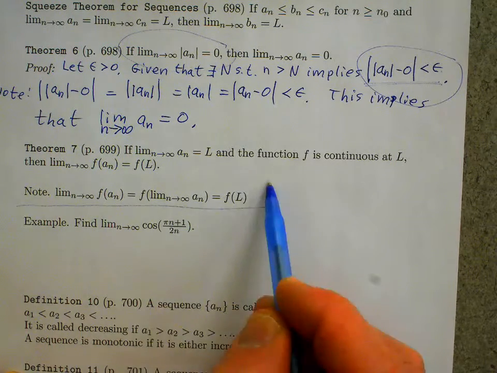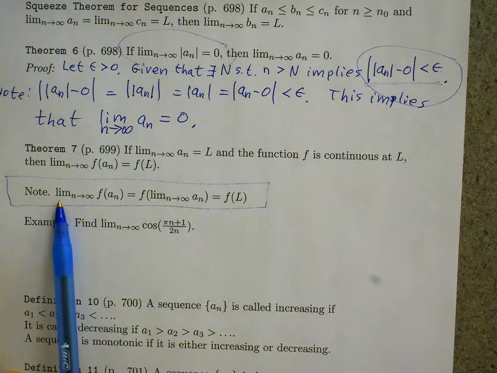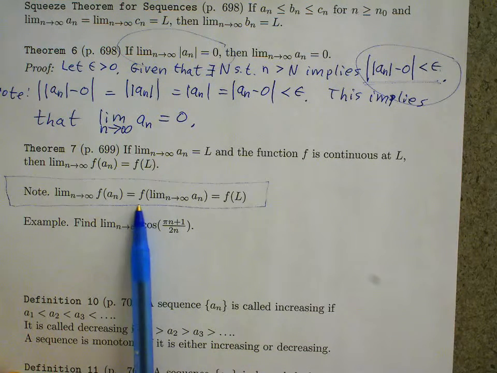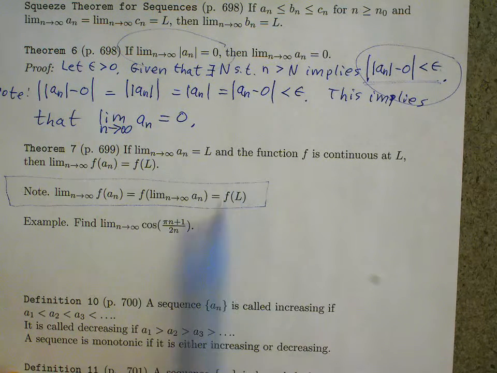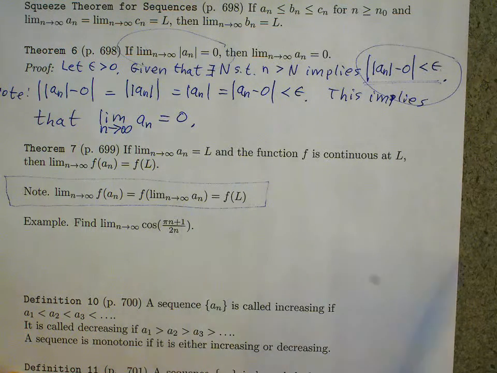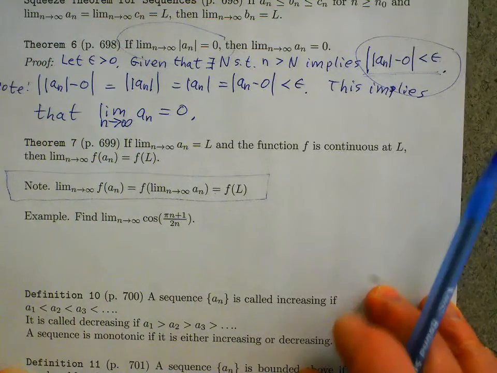So remember this. The limit of f of a sub n as n approaches infinity is equal to f of the limit of a sub n as n approaches infinity, which is equal to f of L. So we'll apply that in this example.